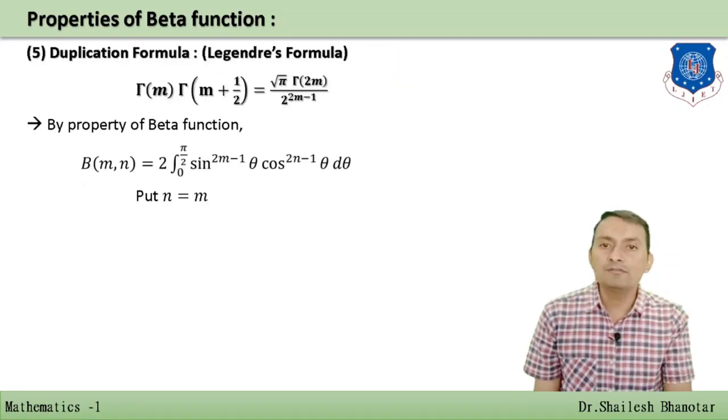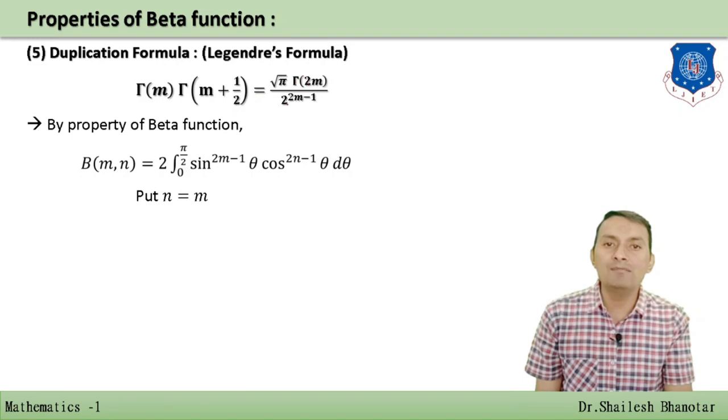Now we have the duplication formula. Also it is known as Legendre's formula. Gamma m into gamma m plus 1 by 2 can be written as square root of pi into gamma 2m divided by 2 raised to 2m minus 1. Again the property of the beta function: beta mn is equal to 2 times integration from 0 to pi by 2 sin raised to 2m minus 1 theta cos raised to 2n minus 1 theta d theta.